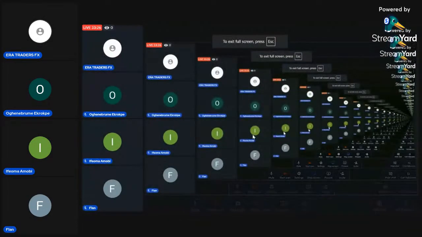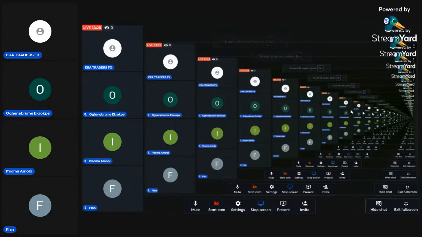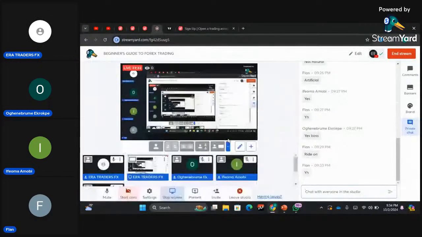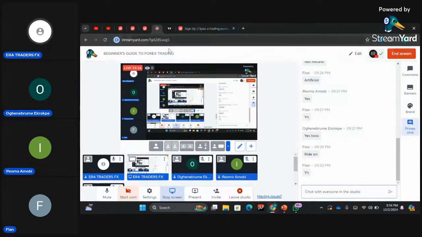Trading View. I talked about Trading View, right? I talked about Trading View. So now, the Trading View we use for Deriv is different from the Trading View we all know.